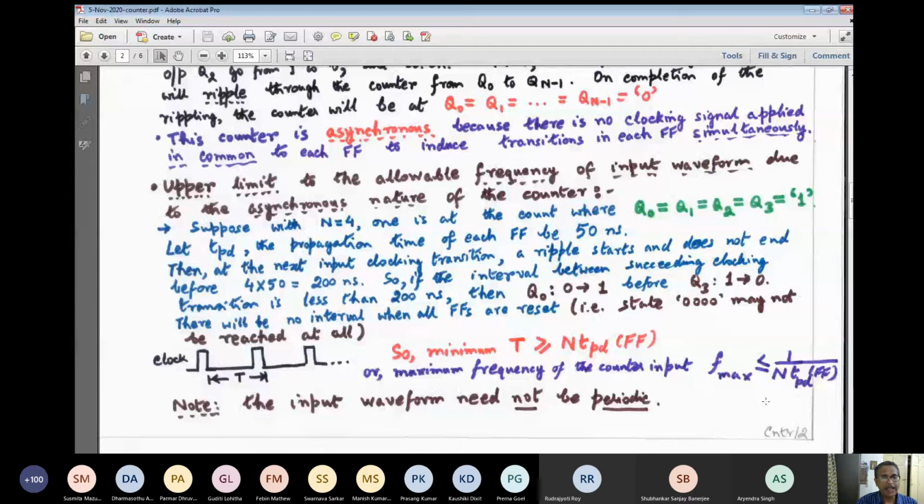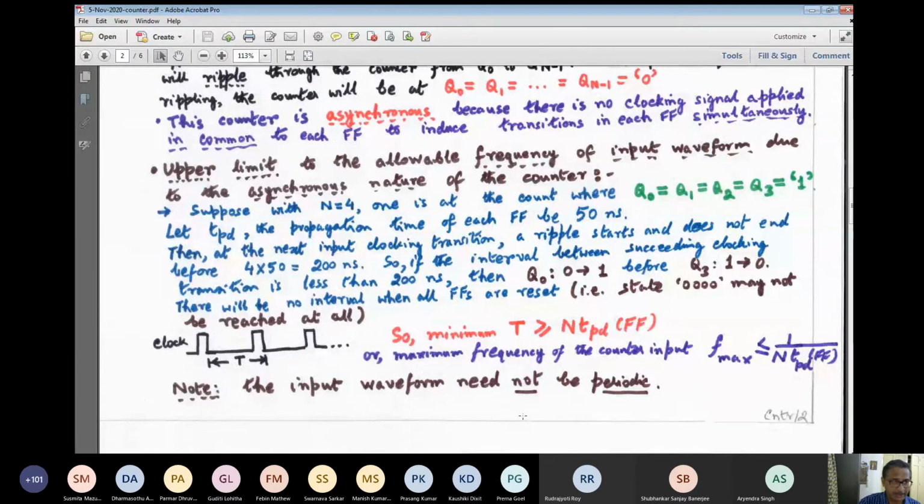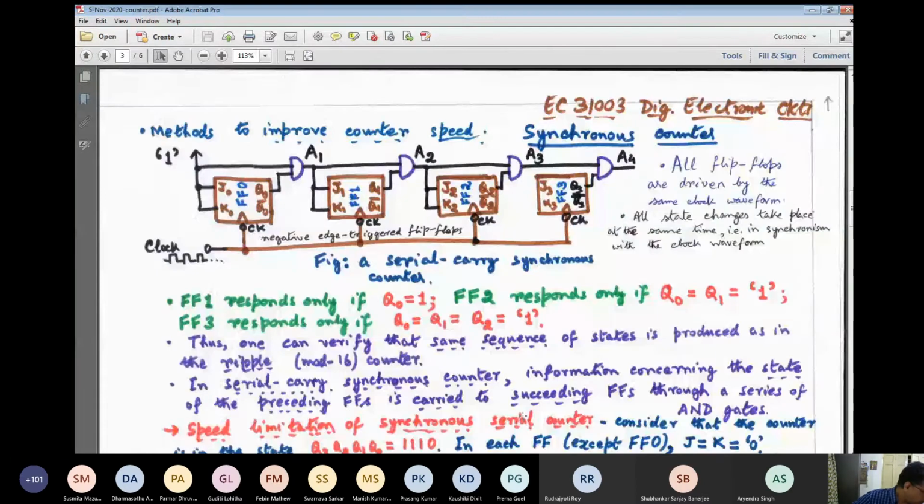As you have seen, the asynchronous ripple counter is the easiest to design if the modulus or the base of the counter happens to be a power of 2. What will happen if it is not a power of 2? We shall see that also. Before that, let me quickly discuss the methods to improve the counter speed. That means we need a counter of higher speed.